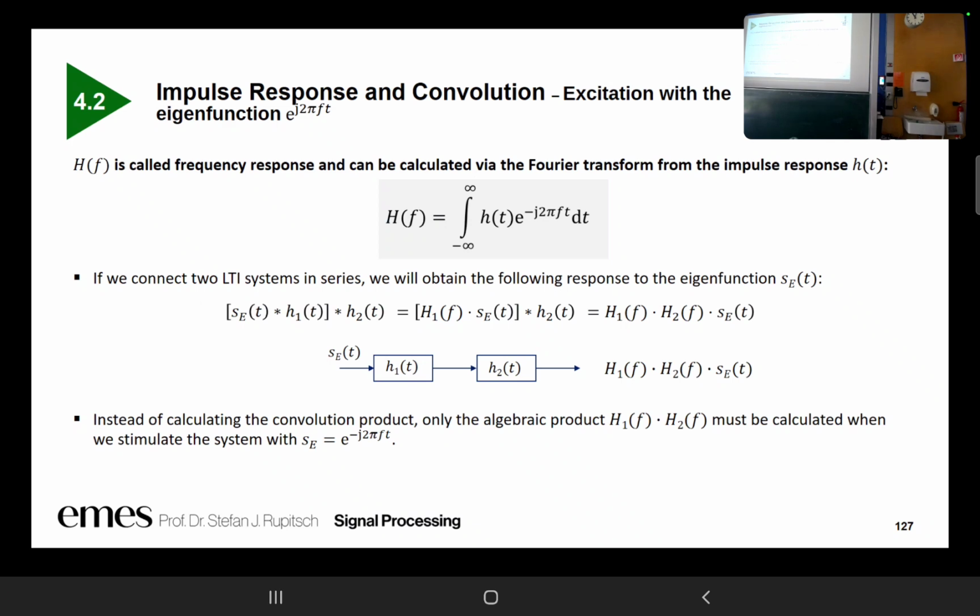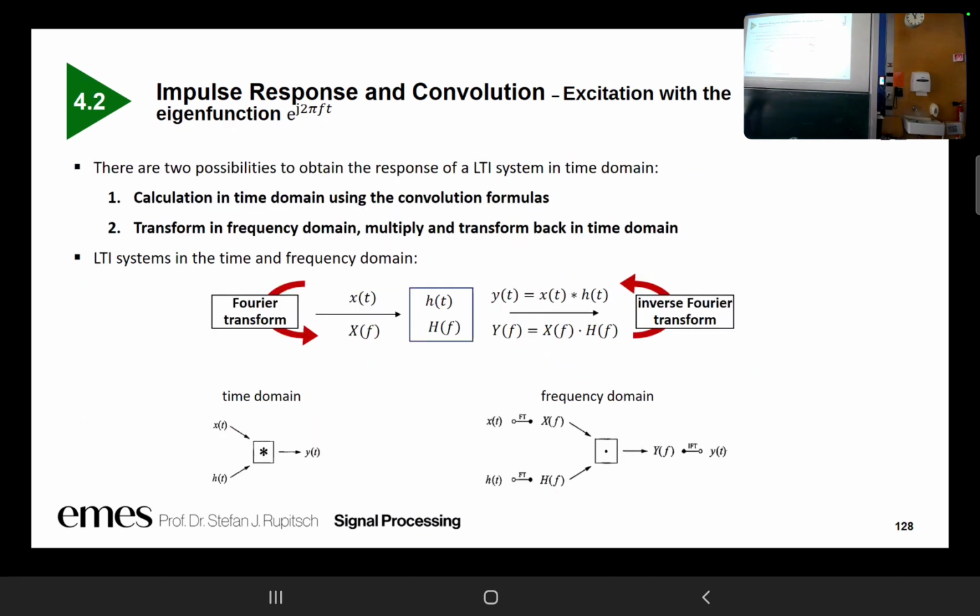This is not a problem for us, but I also want to discuss it very briefly with you. Known from other lectures, we can calculate the output of an LTI system in the time domain, but we can also calculate it in the frequency domain. If we do it in the time domain, we have to perform the convolution. If you do it in the frequency domain, the convolution gets transformed to a multiplication. That was the topic of chapter 2.